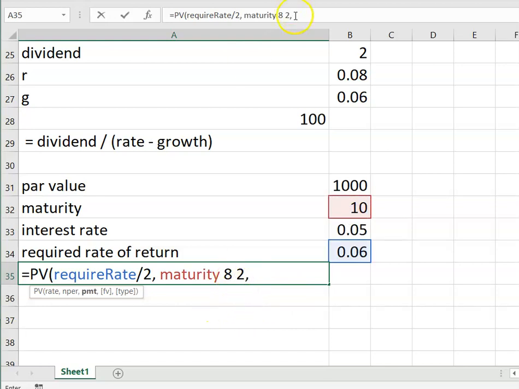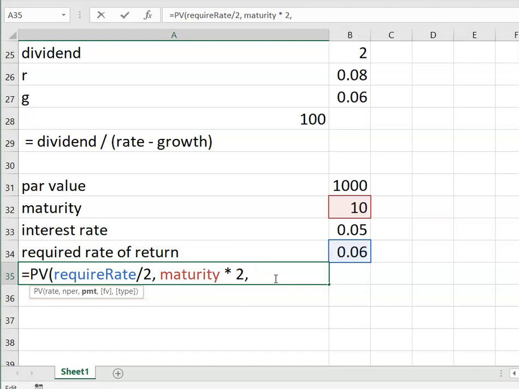The advantage of this is you get to see that lots of people make mistakes. All right, so the rate I put in here is half of my required rate of return. My maturity is twice as many periods. Right? Got to think now in 6 month periods.